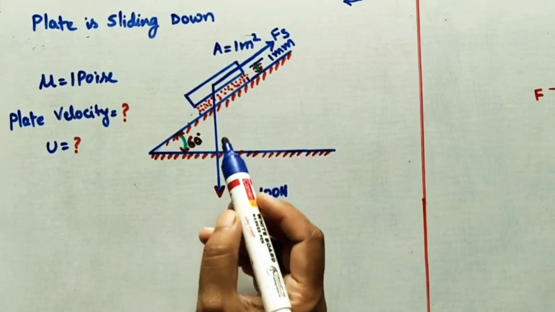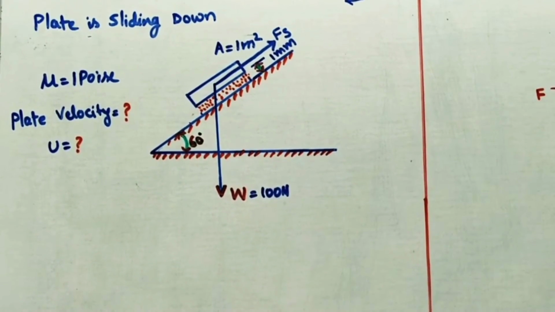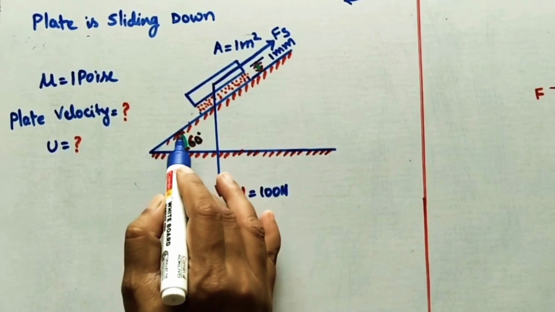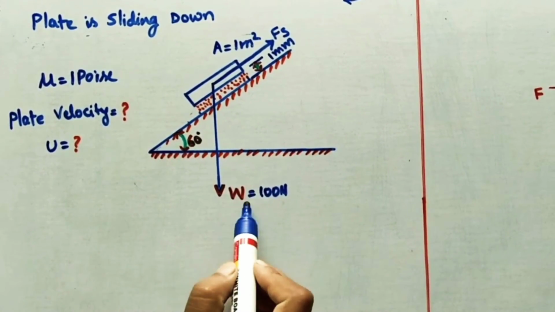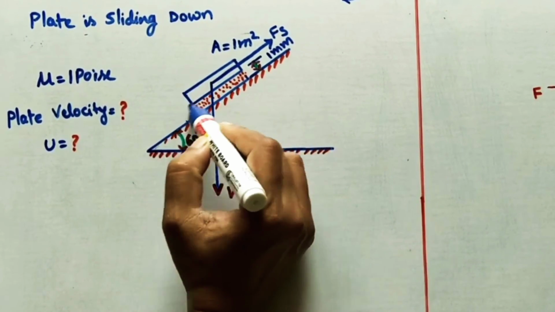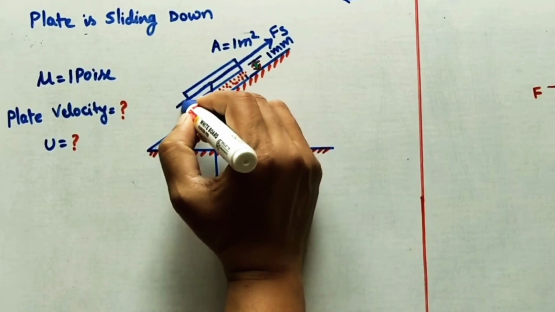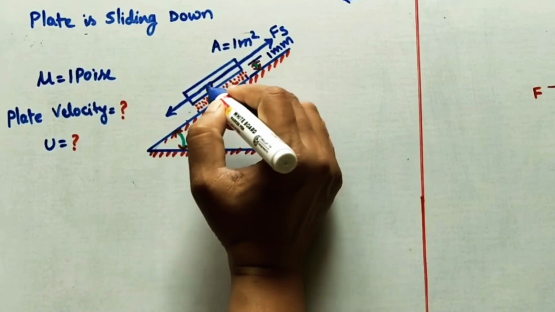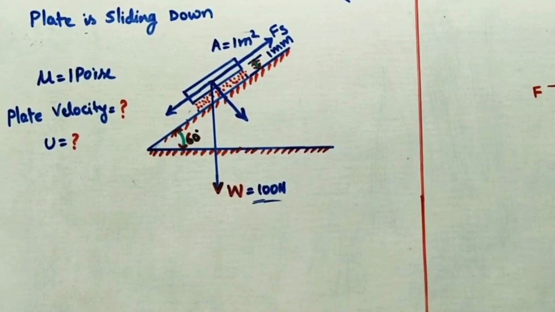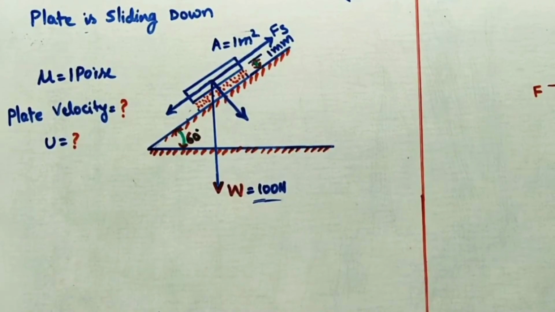Now here we have to take this vertical component, 100 newtons, and it has two components because the surface is making 60 degrees. For this vertical force there are two components. One is parallel to the surface, like this, and one component is perpendicular to the surface.